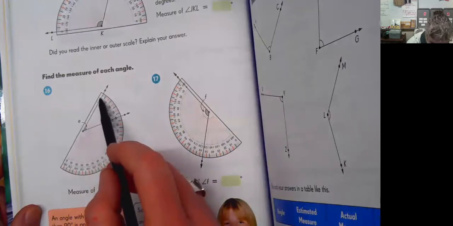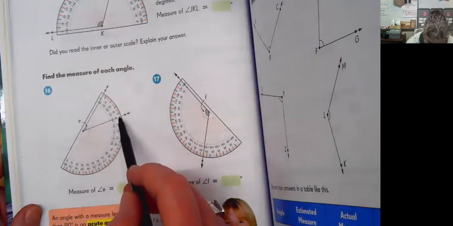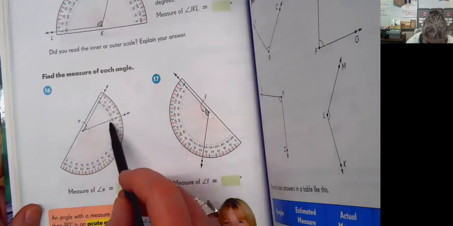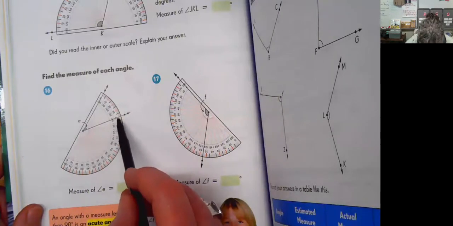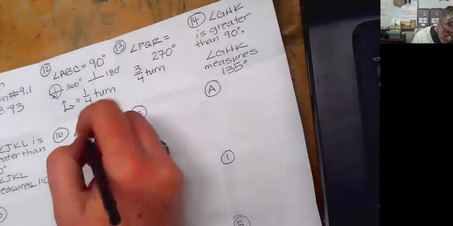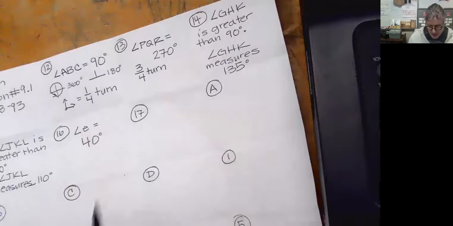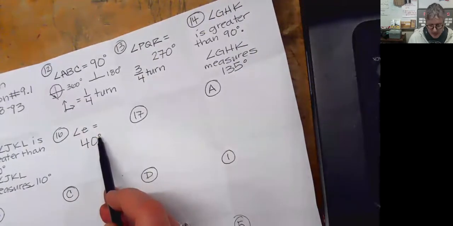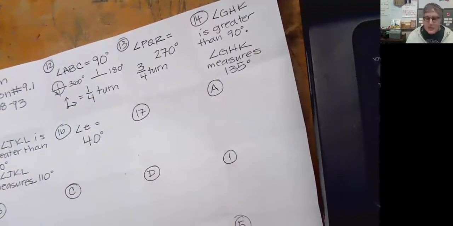Again, we always start where the 0 is. We're looking for the 0. It's on the outer scale. So this is less than 90. So I know it's not going to be the inner scale because the inner scale is measuring 140. And that's not a 140 degree angle. It's less than 90. So we're going to measure it at 40. So we're going to say angle E equals 40 degrees. And this is how you write degrees. It's like a little tiny circle that's up above, just like you do it with temperature when you measure degrees.